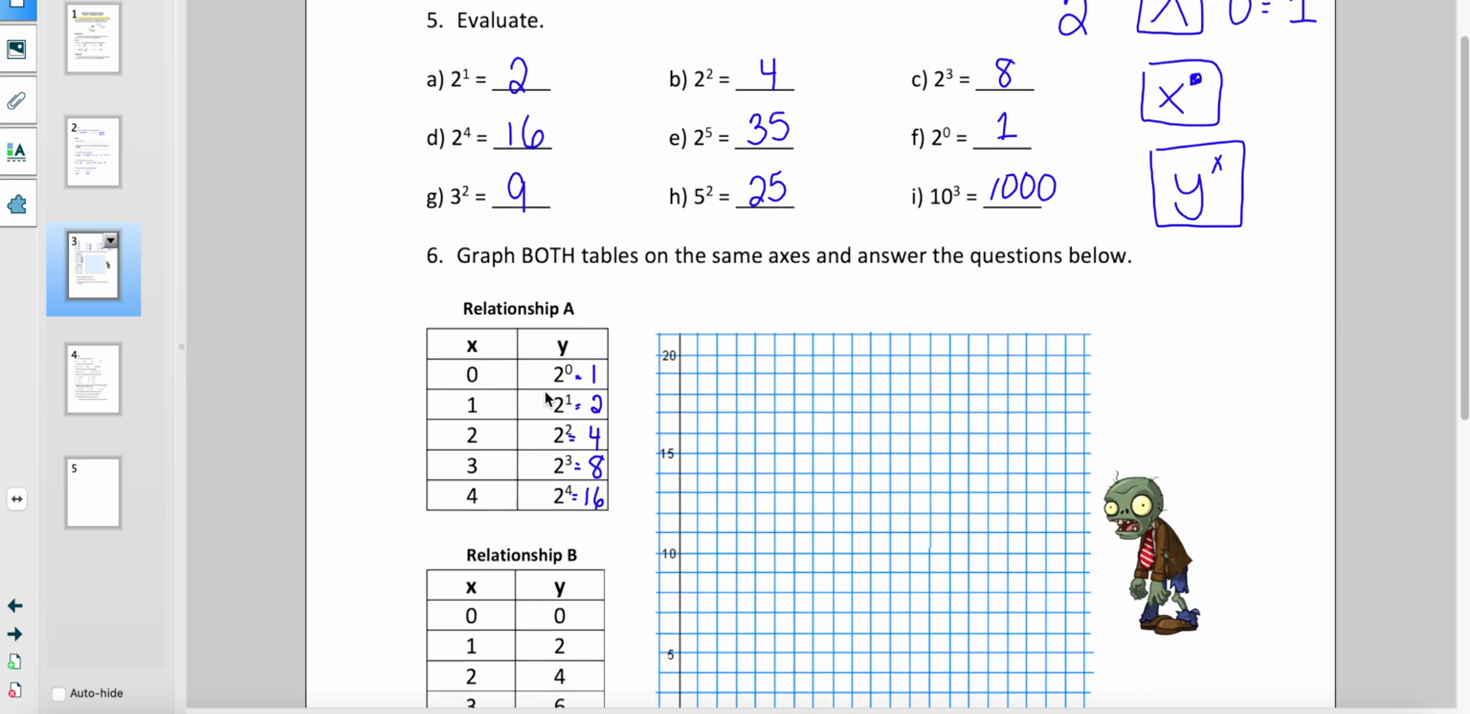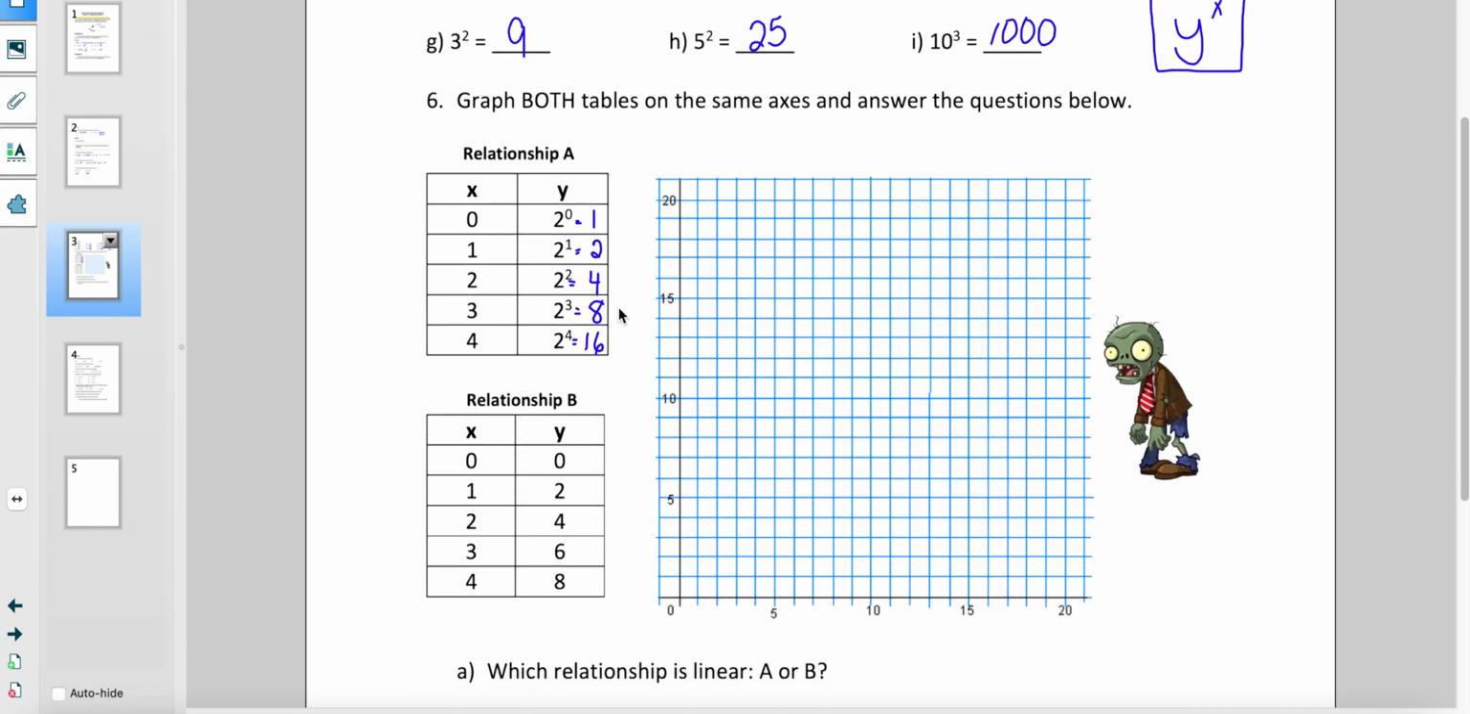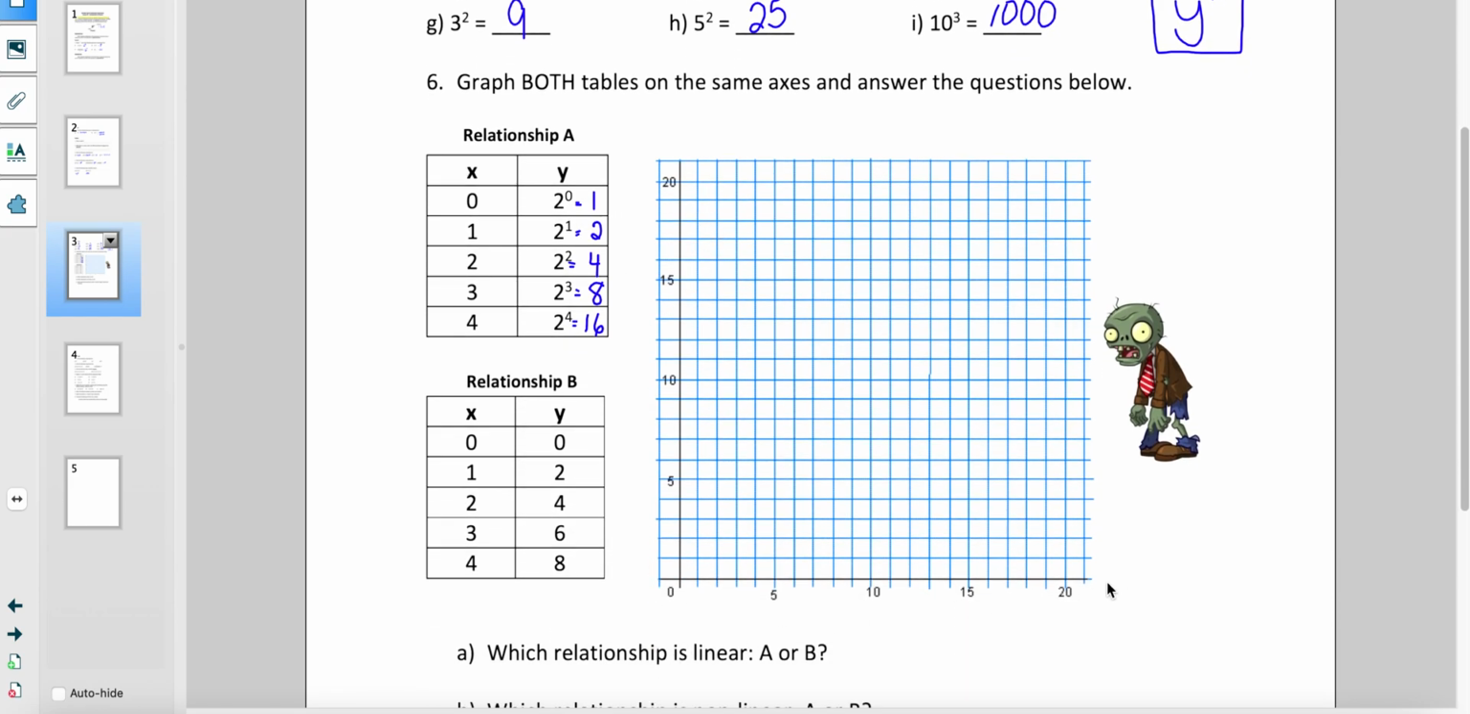Okay, so if we were to graph these points on our graph, they give you the axes here. This is your x value, and this is your y. So I'm looking for my x values down here, and for my y values I'm going to use my vertical axis. So my first point is 0, 1.